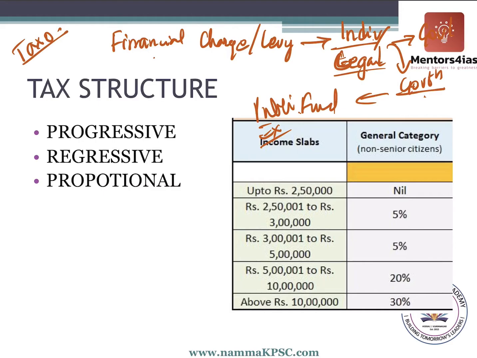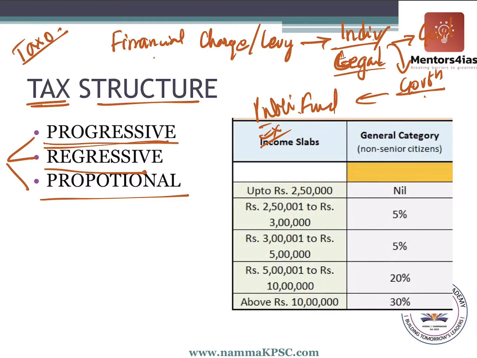So having understood what is tax, tax structure can be classified into 3 types: progressive taxes, regressive taxes, and proportional taxes. Now let's try to understand what these are. Progressive tax is when the tax rate increases as the value or volume increases. If the tax rate increases when the value or volume increases, it is known as progressive taxes.